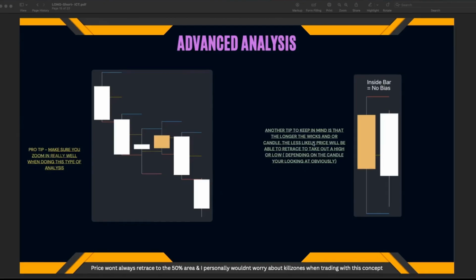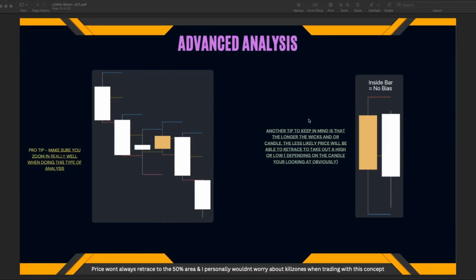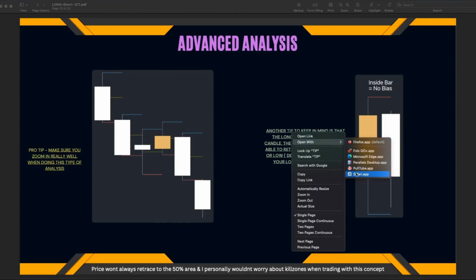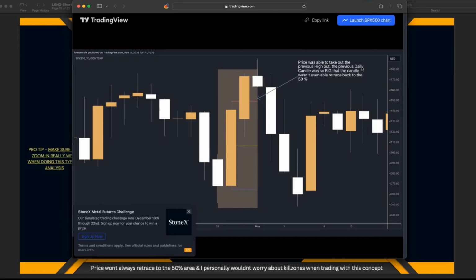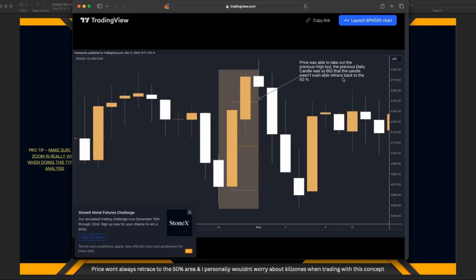Now, another tip to keep in mind is that the longer the wicks and or candle, the less likely price will be able to retrace to take out a high or a low. And here is what I mean. So as you can see, price was able to take out the previous daily high from the previous daily candle, but it was so big that it wasn't even able to retrace back to the 50% area.